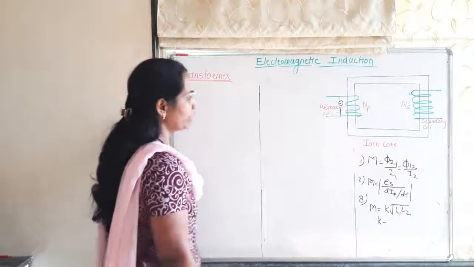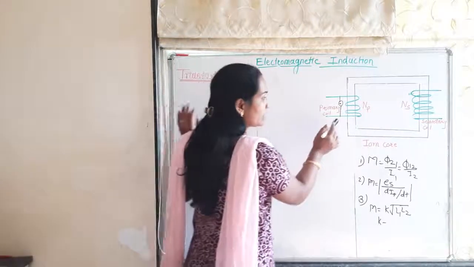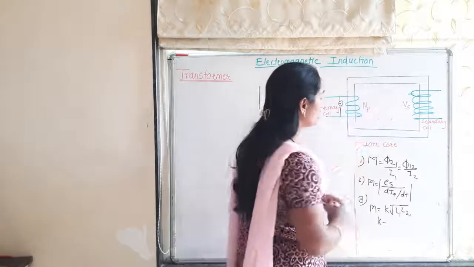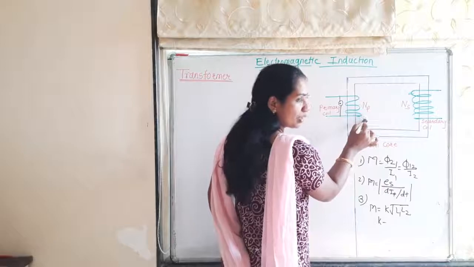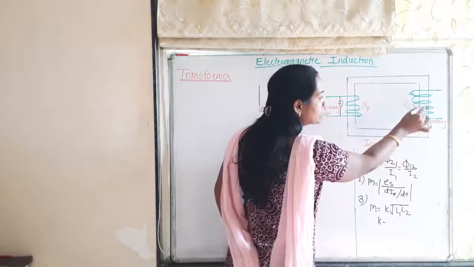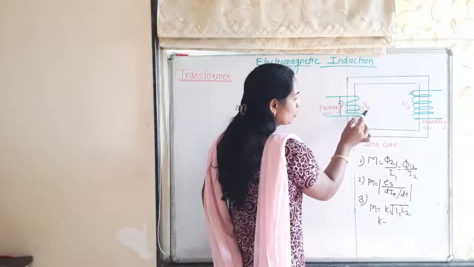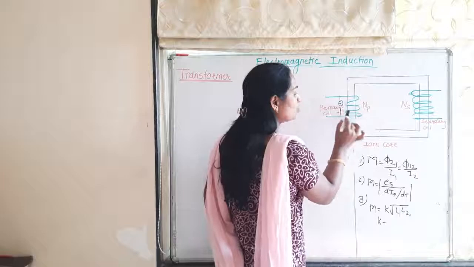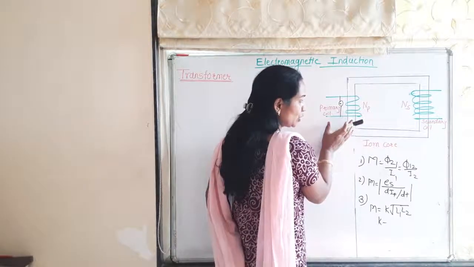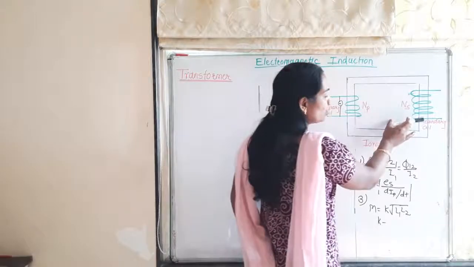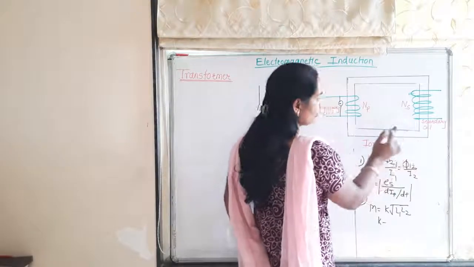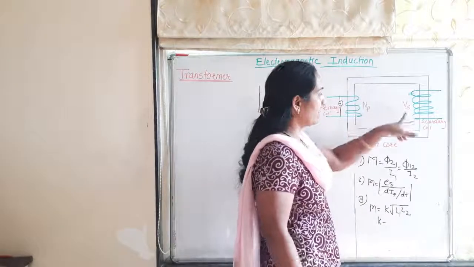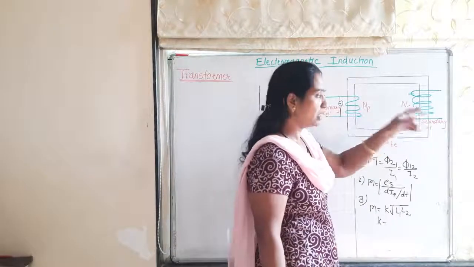Then the next point: here we consider the transformer used in this video. We use the step up transformer, meaning the number of turns in the primary coil is less than the number of turns in the secondary coil. The primary coil is wound around one part of the iron core, and the secondary coil is wound around the other part of the iron core. NP means the number of turns in the primary coil, NS means the number of turns in the secondary coil.